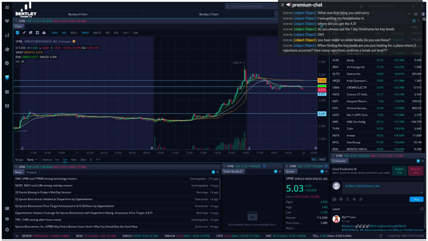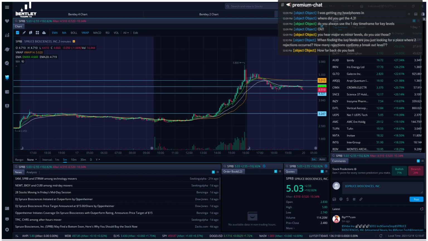You hear major versus minor levels. Do you use those? No, I don't. I just go look at the important levels of rejection on the daily chart, and you'll know exactly where you need to enter just by doing what I just showed you on that daily chart. Sometimes you don't have time to go back and map those out, so you use mental levels, and I'll go over that in a minute.